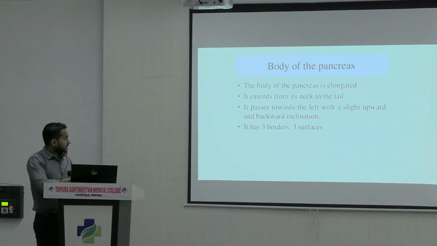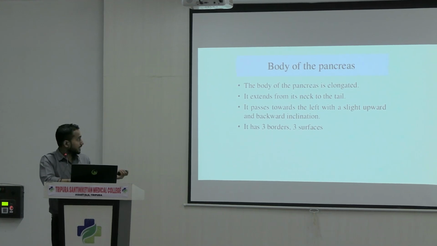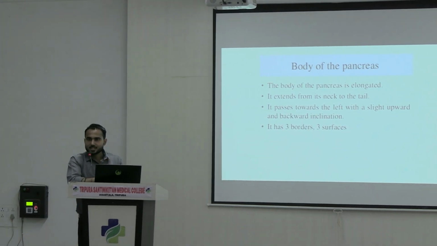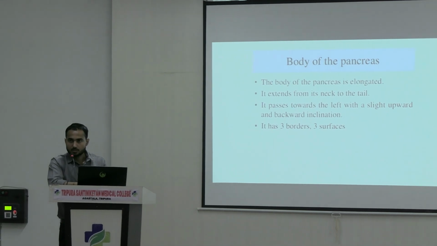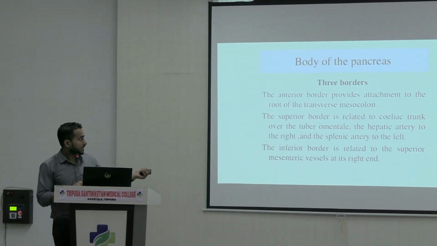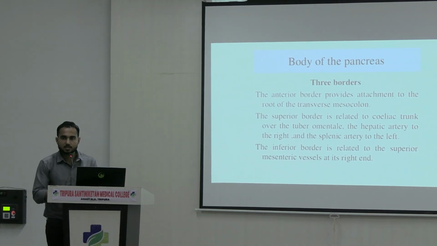Next is the body of the pancreas. As I said, the body of the pancreas is elongated, extending from the neck to the tail, and it is prismoid shaped. If you take the cut section, the appearance will be triangular in shape. Regarding the body of the pancreas, the borders, surfaces, and relations we will discuss in the next class. Thank you.